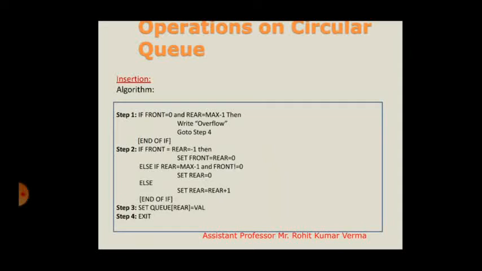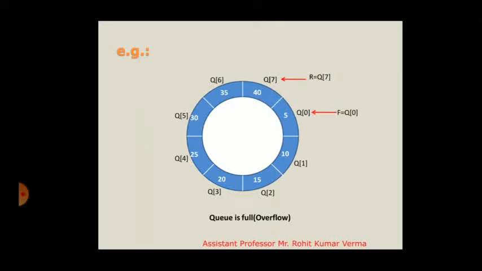Again a similar concept. First of all, we have to check whether it is overflow or not. Whenever your front is equal to 0 and your rear is equal to max minus 1, it means your front is at the initial, starting location, and your rear is at the final location, so there is no space for a new element. So whenever you try to insert an element, it will produce an overflow condition. Why overflow? Because the queue is full.